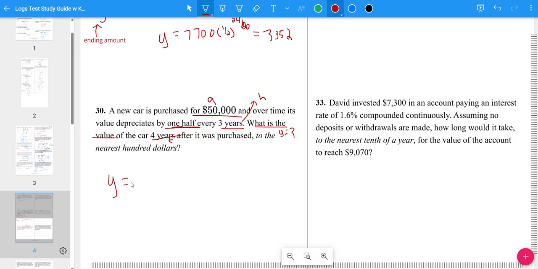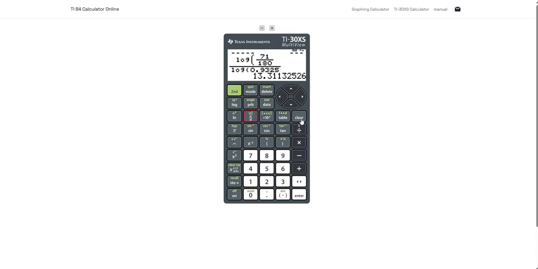So Y equals 50,000 times 1/2 to the 4 over 3. And if we type all that in to the nearest $100, now notice we're rounding to the nearest $100. So let me actually type this one in. 50,000 times 1/2. You can put it as a fraction. I'm going to do that so I don't confuse you. So 50,000 times 1/2 to the 4 over 3.